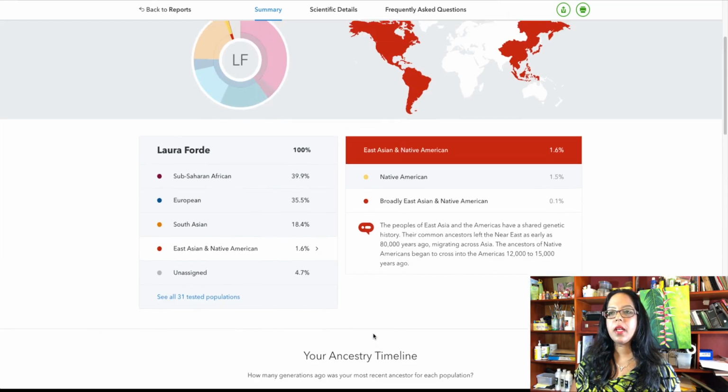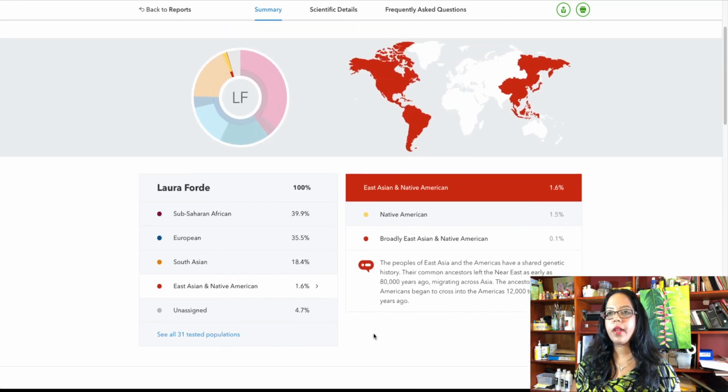So that is basically it, guys. That's the breakdown of who I am, my DNA. And as you can see from the breakdown, my genotype and my phenotype are different. So that just goes to show how wonderful mixture is.